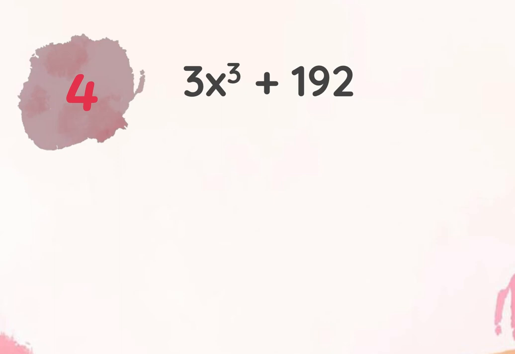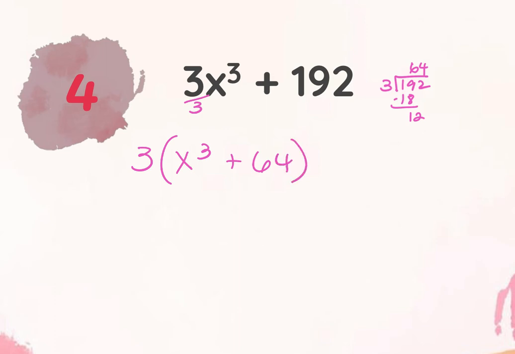Possibly. Do we think maybe 3 could go into both of them? Let's try it. So obviously it goes into here. Does it go into 192? You know the test for 3 is to add your digits, right? 1 plus 9 is 10 plus 2 is 12, and 12 is divisible by 3, so that whole number is divisible by 3. Now we figure out what it is. So 3 goes into 19 6 times. That'd be 18. 3 goes into 12 4 times. So now I'm factoring out my greatest common factor. The 3 is going to go on the front, and then I'd get x to the third plus 64. And now what's inside those parentheses is a perfect cube.